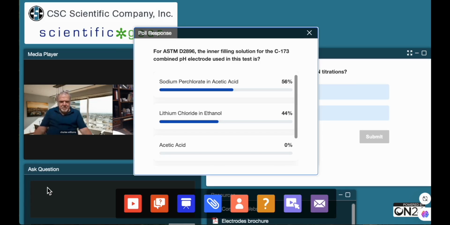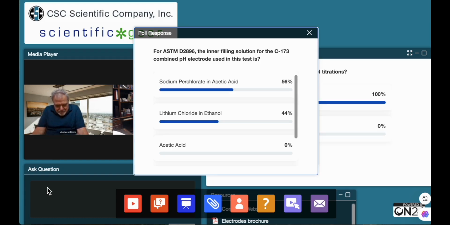Do you run blanks on the TBN titrations? Yes or no? We'll give you about 10 seconds to answer that, because it's one or the other. Okay, about 5 seconds here. All right, here is the answer. Oh, look at that, everybody got that right. That's correct. We run blanks because we talked about it. Whether you do or not, you ought to.